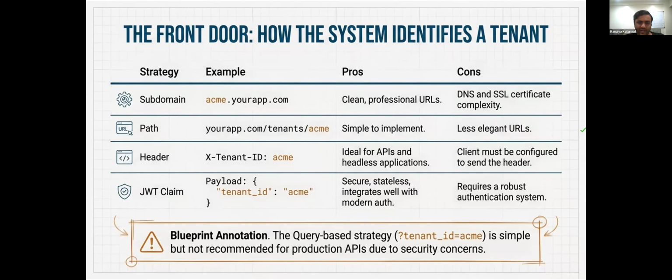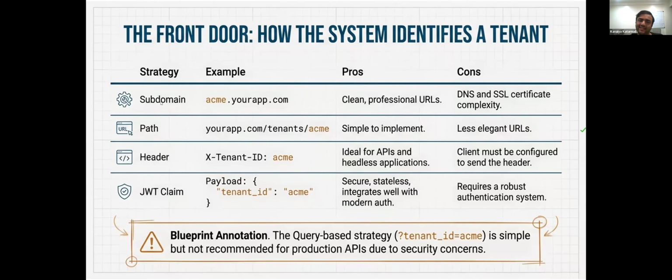Suppose I give you one example: there are two stores selling products online, and we have the same application and a shared database. How do we identify that this user belongs to this tenant? There are five types of strategy. Based on that strategy, we can implement the code for a tenant-based application. So one is a subdomain.